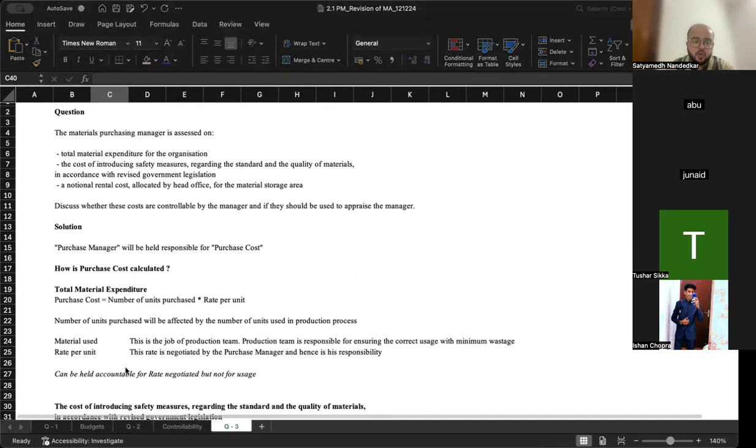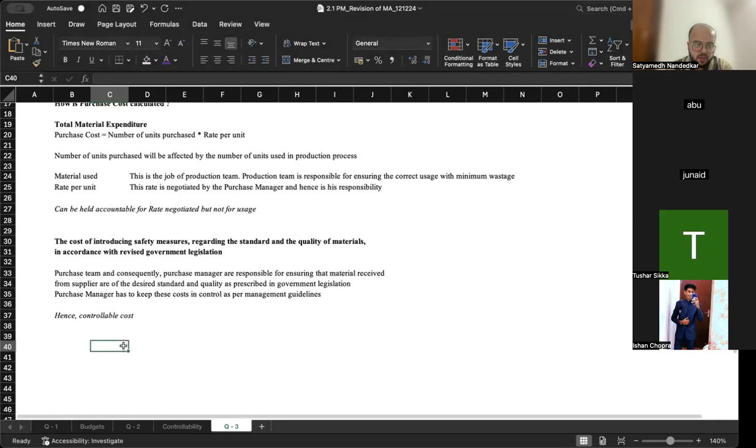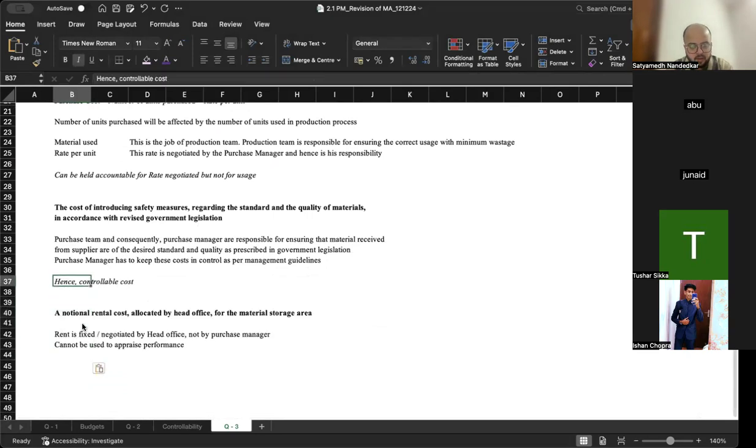And last one, notional rental cost. This is just rent incurred in the overall organization allocated depending upon area usage. The rent is not negotiated or fixed by the purchase manager, it is fixed by the head office. And because it is fixed by the head office, it is the responsibility of head office, not of the purchase manager. Hence, again, this is not a controllable cost. Okay. So here I'm just going to make a note. Hence, not a controllable cost.